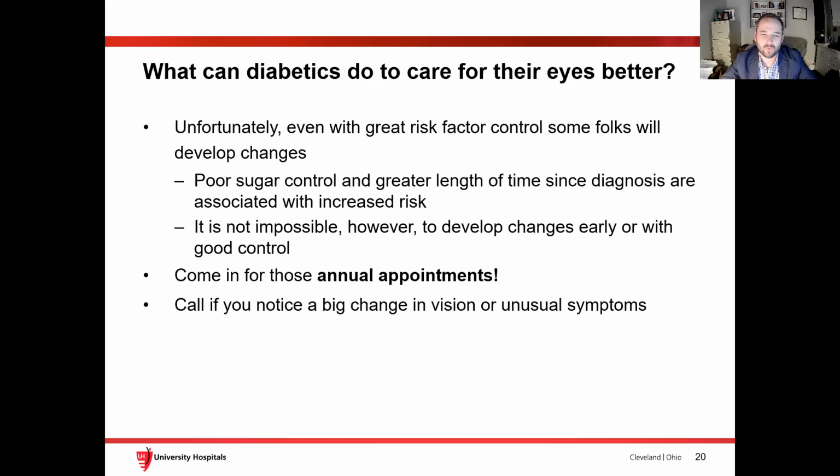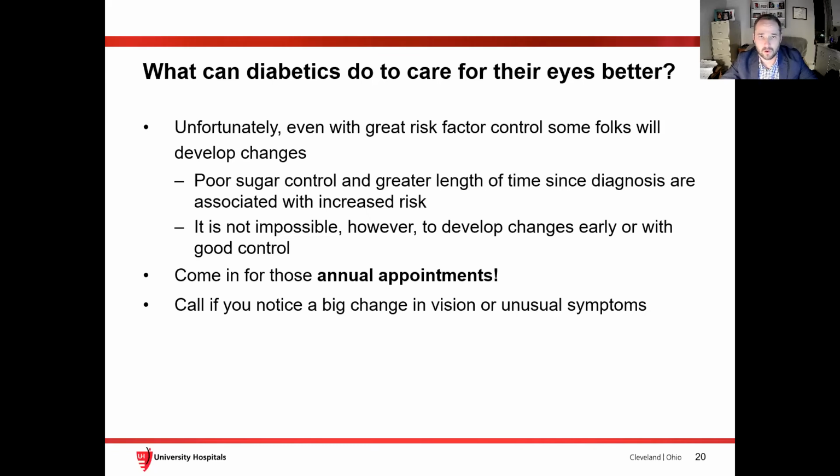I would say, regardless, the best thing is just come in for that annual appointment. We don't know where folks fit in. We don't know how good the sugar control was, maybe for the first 5 years of diabetes versus these last 5 years. So make sure you come in for those annual appointments. That's going to be the best way.